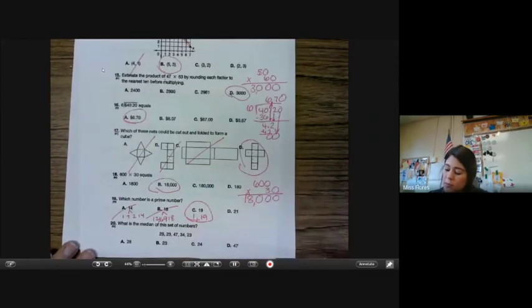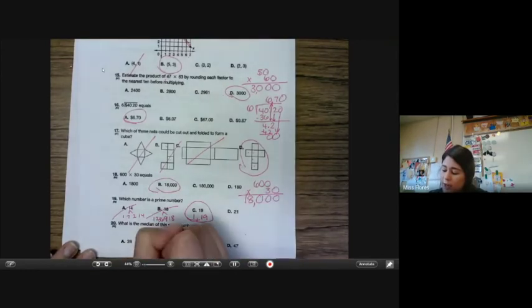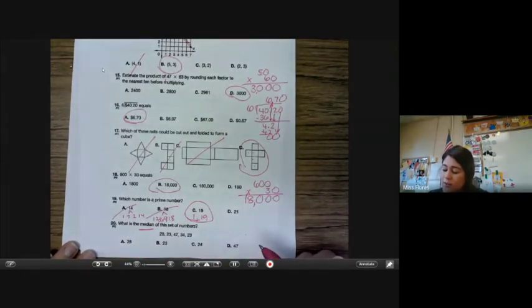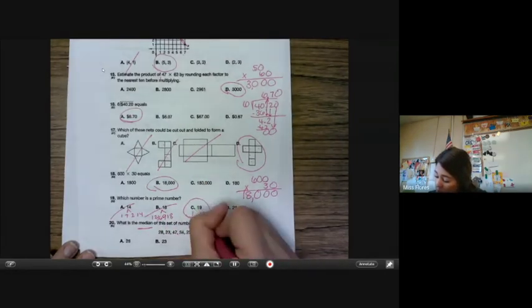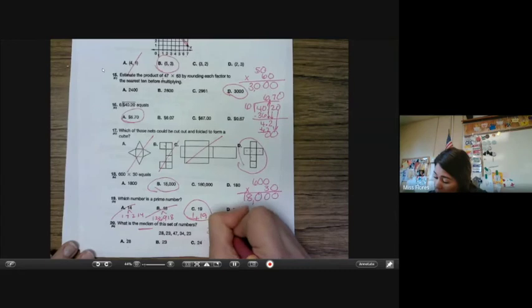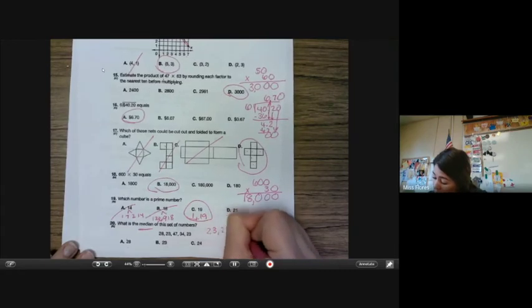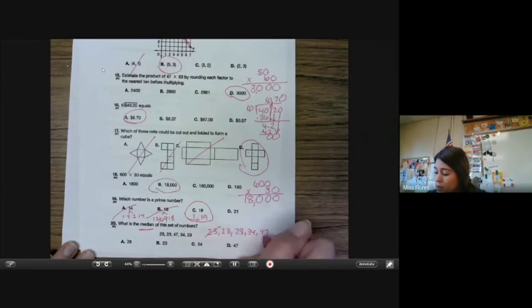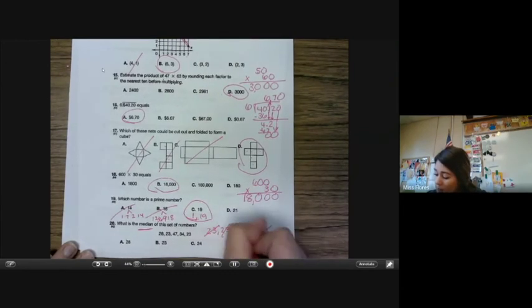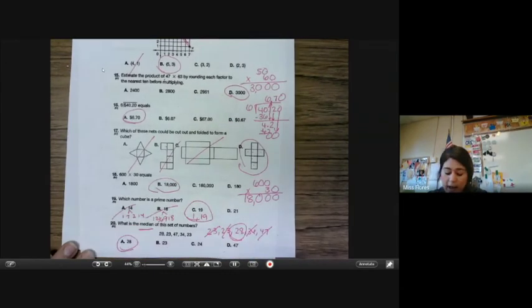And 20, what is the median? Okay, it says what is the median of the set of numbers? So that is the middle number. So if we put this in order, 23, 23, 28, 34, and 47. Okay, we just cross them out till we get to the middle number, which is 28.